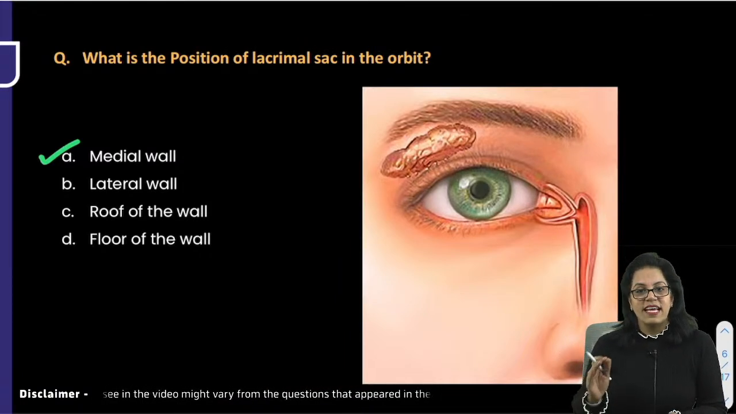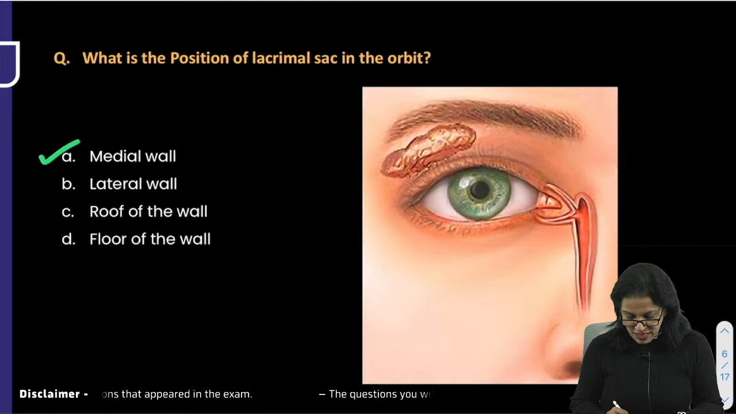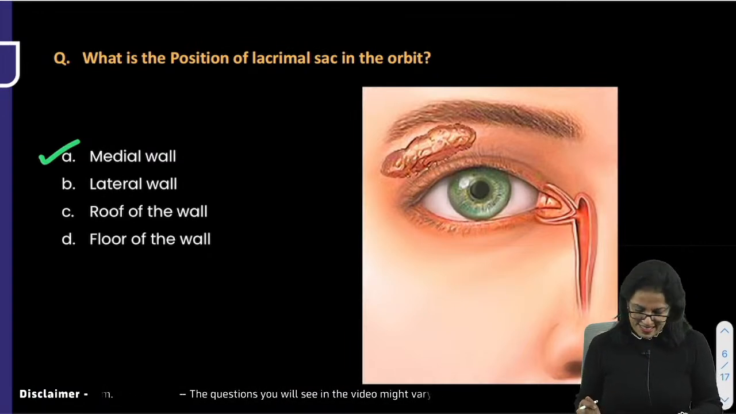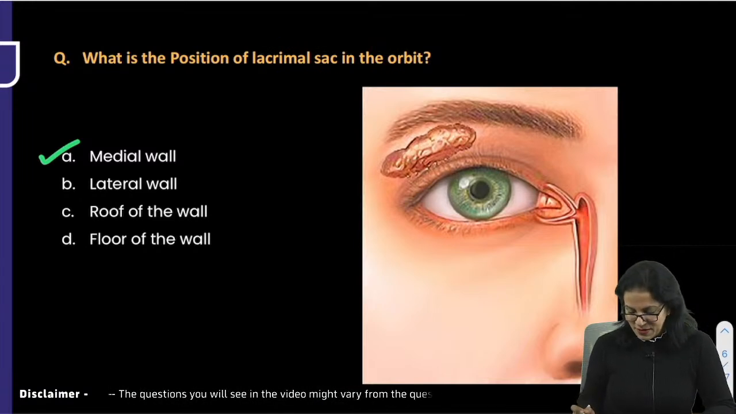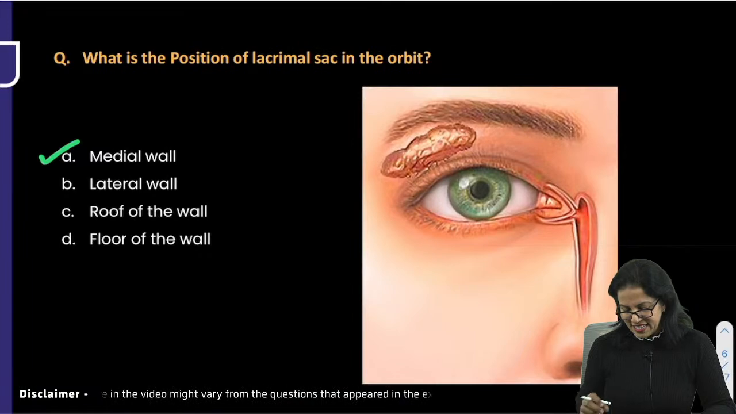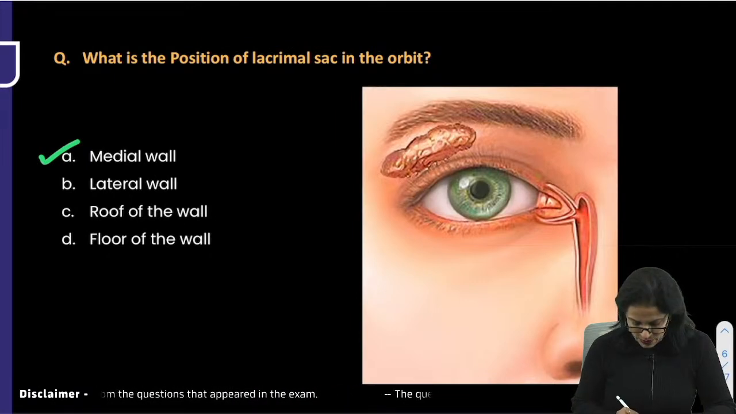So the lacrimal sac, between the anterior and posterior lacrimal crest, is positioned on the lacrimal bone. So we can answer medial wall here. I hope this is comfortable. If this was the slide with you, the animated slide, you can see that it's already showing where it is, isn't it? So this is about the position of the lacrimal sac in the orbit.